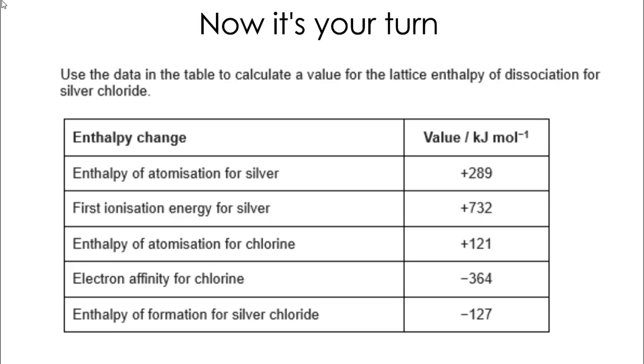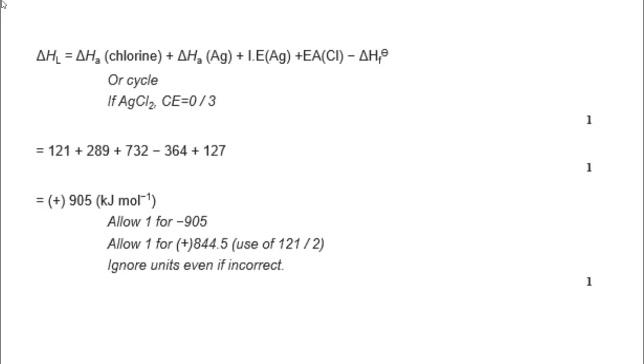Right, now you've seen the demonstration, I want you to have a go at this exam question, which is very similar. So use the data in a table to calculate the value for the lattice enthalpy of dissociation for silver chloride. So just follow the same method as on the other video. So the answer to this, so you should have found when you did that, was plus 905.